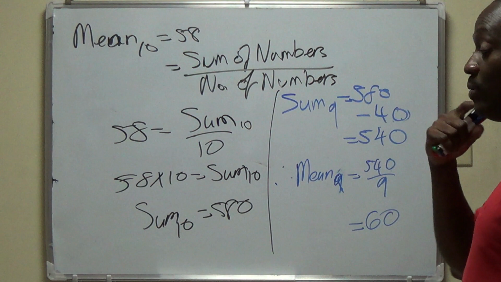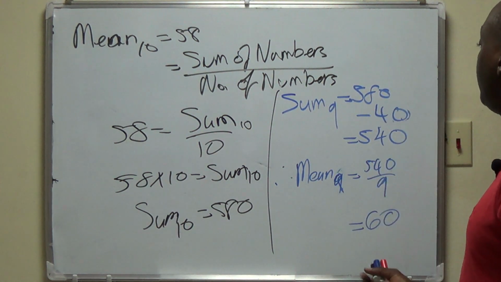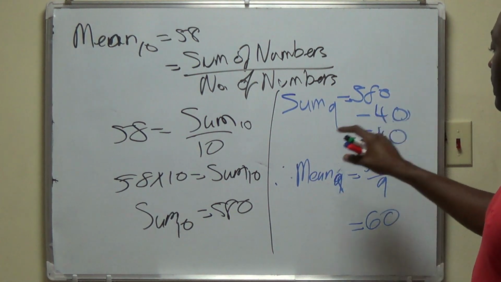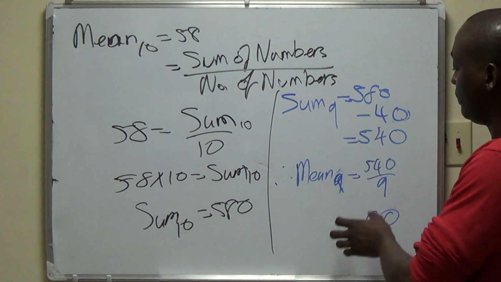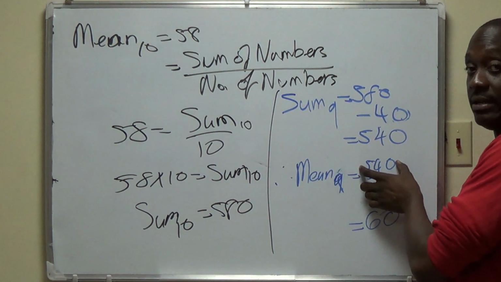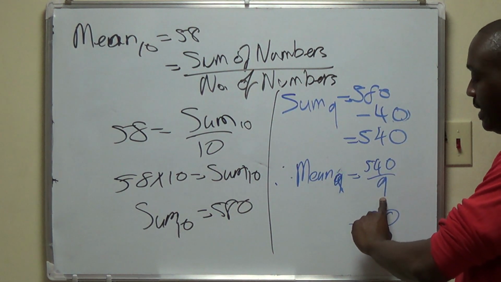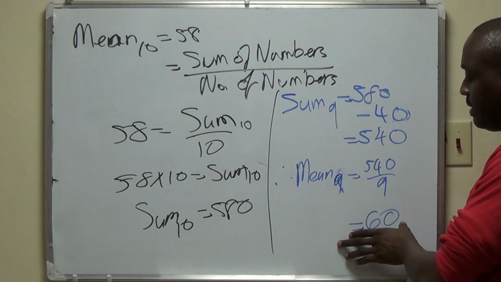And then having been told that one of the numbers was 40, we then minus 40 from 580 to get 540. So that the mean of the remaining 9 numbers would then be the sum of the 9 numbers, which is 540 here, divided by the number of numbers, which is 9. 540 divided by 9 is 60.